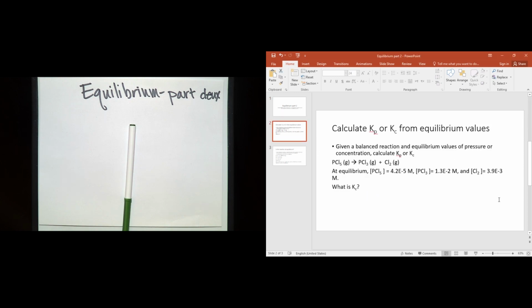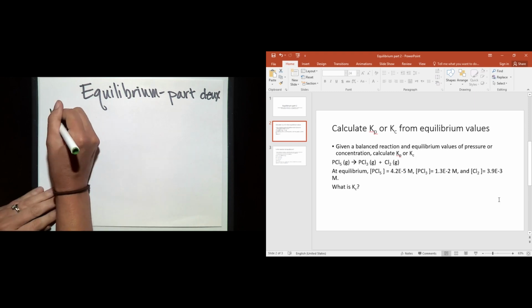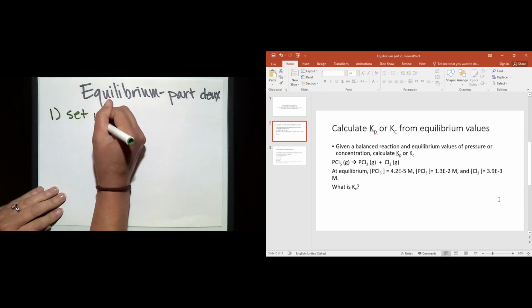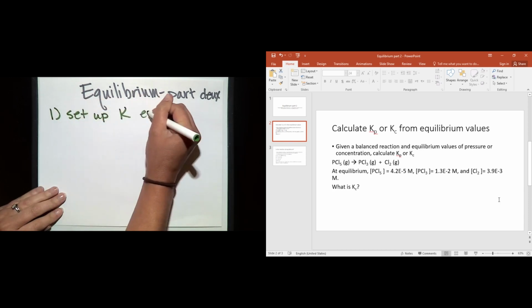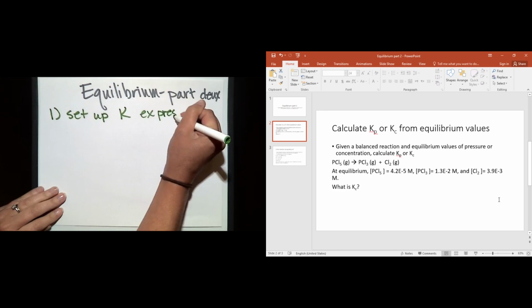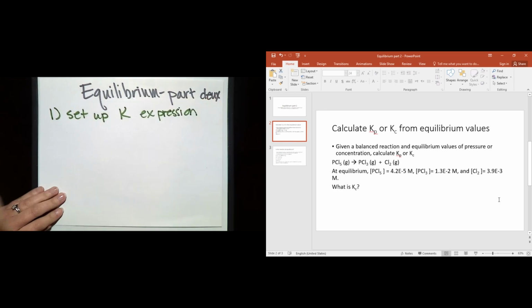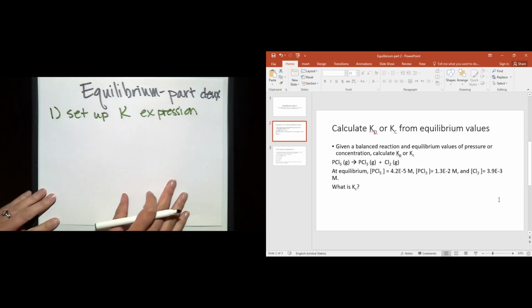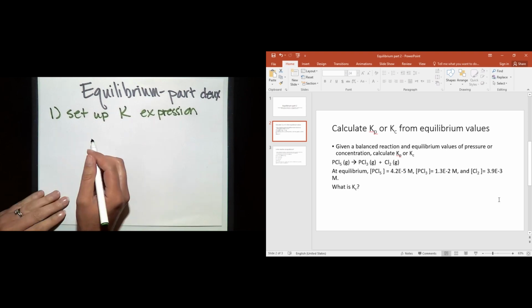So how do we calculate the K value if we're given the equilibrium values? Basically, step 1, set up the K expression. So this is the products over reactants, no solids, no liquids. Any coefficient becomes an exponent. So that's the first thing, set up the K expression. So we're going to start there.